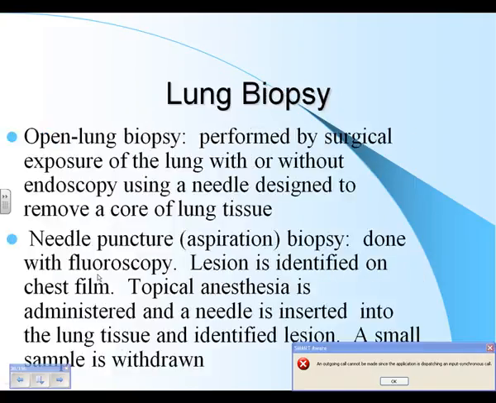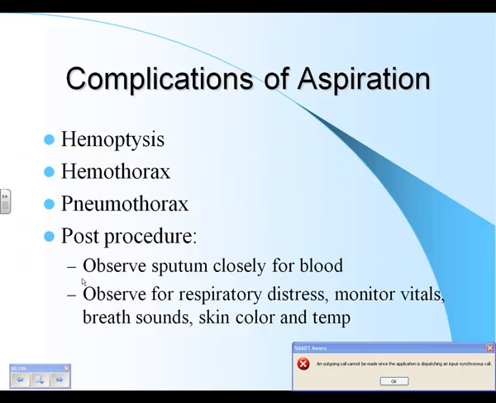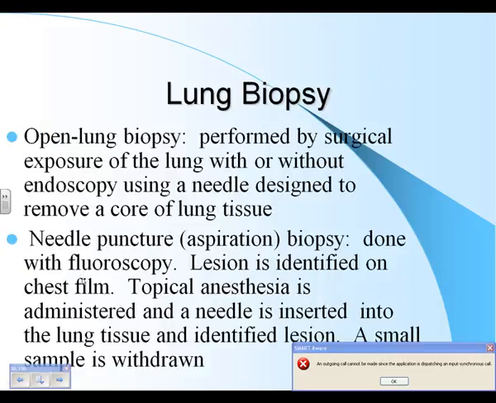Okay, a lung biopsy. You may have what's called an open lung biopsy, which is performed by surgical exposure of the lung. Can be done with or without endoscopic exam using a needle that is designed to get core lung tissue. Or it can be done by a needle biopsy, which is done under that fluoroscope, as we mentioned.